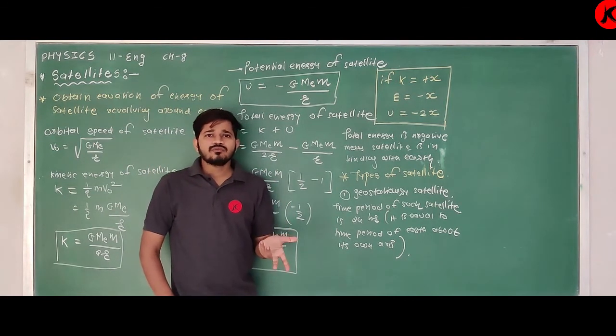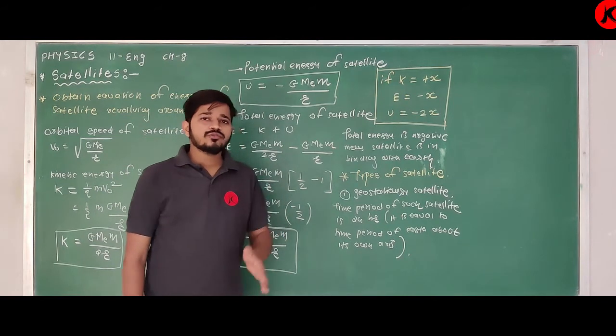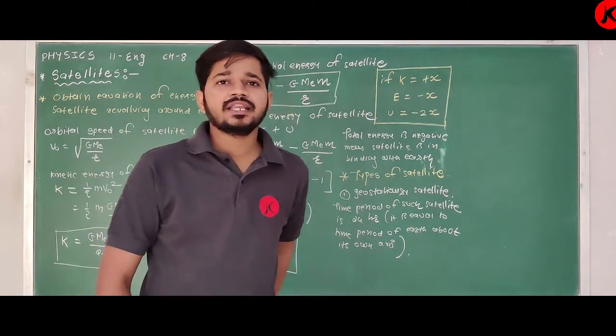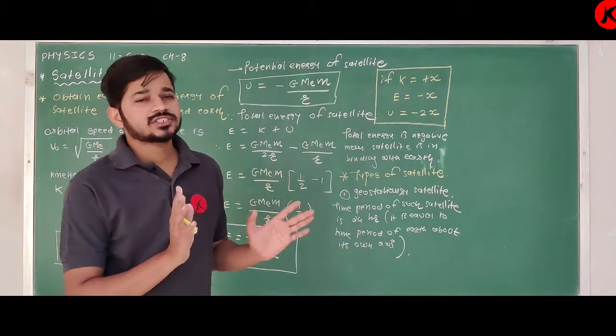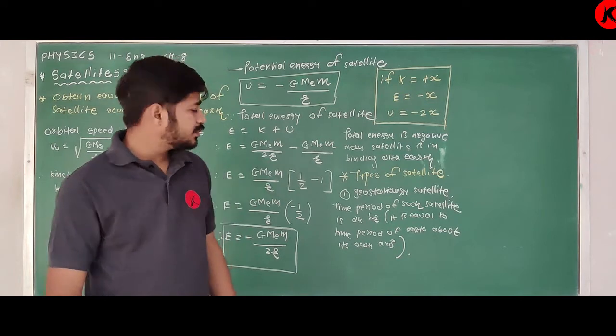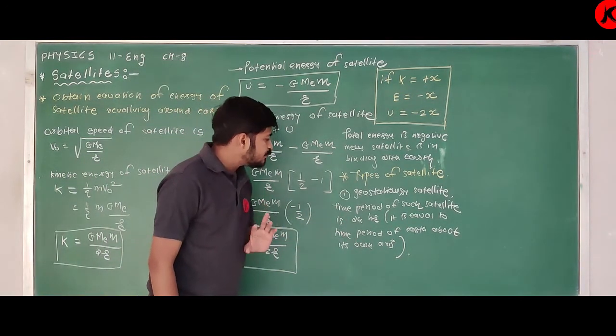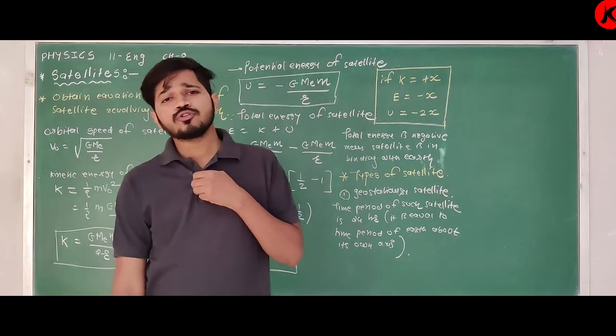Yes, you will find them stationary. Whenever we view such a satellite, we find that it is stationary. Because it's simple: the time period of the satellite is 24 hours, and the time period of Earth about its own axis is also 24 hours.